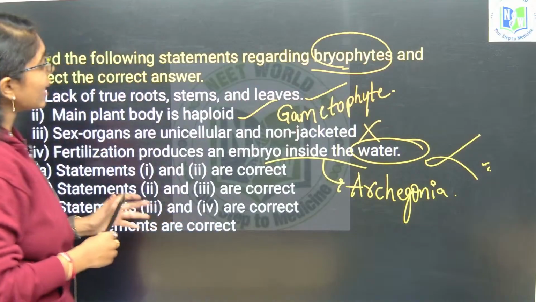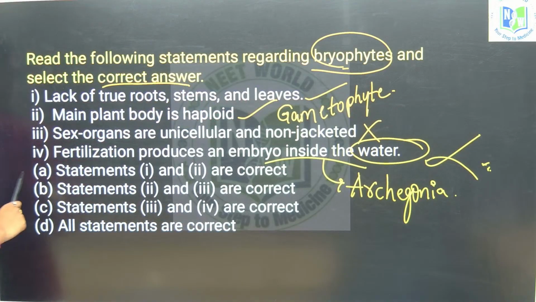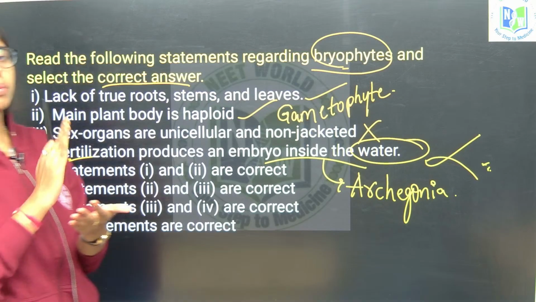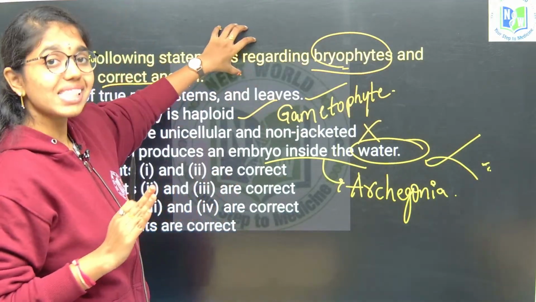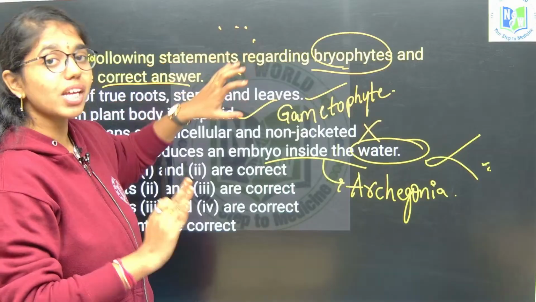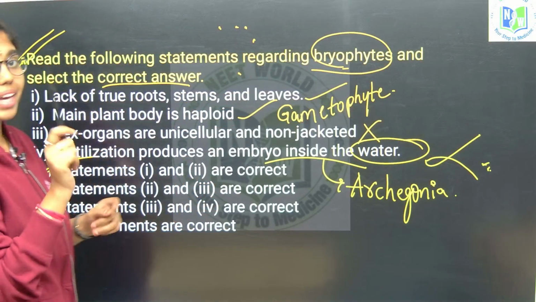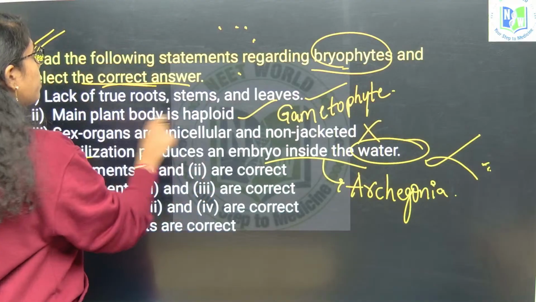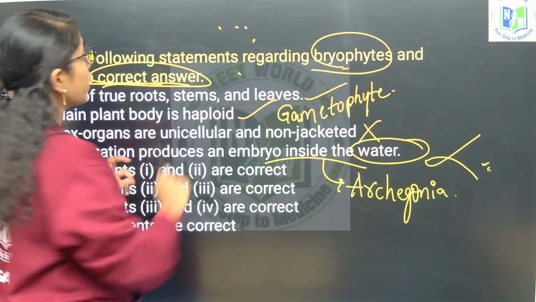So, what are the right options? Correct answers are 1 and 2. Statements 1 and 2 are correct. Whenever statement based questions are given, first identify whether the question is asking you to identify the correct or incorrect statement. Keep an underline over it and then go for searching the options. Next question.